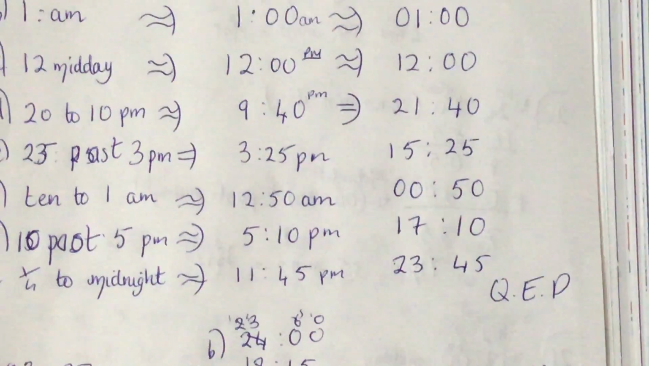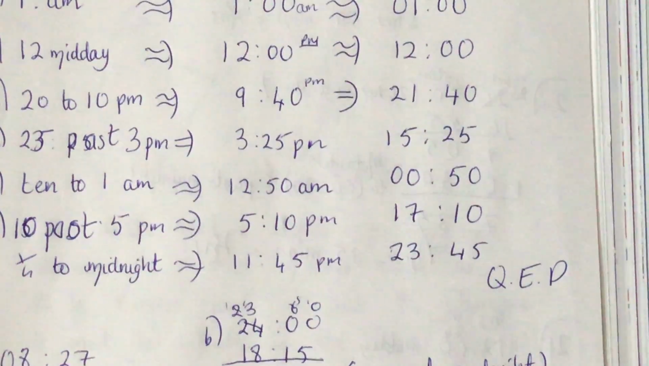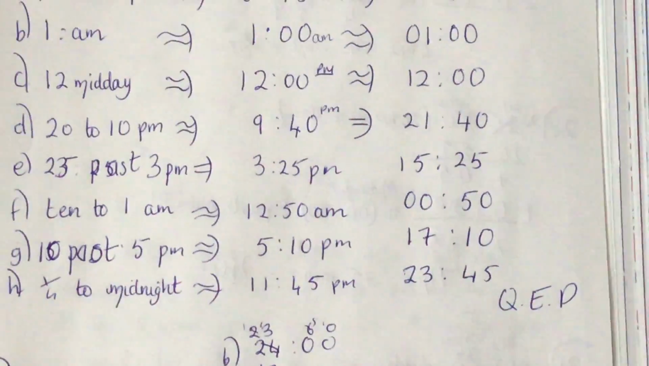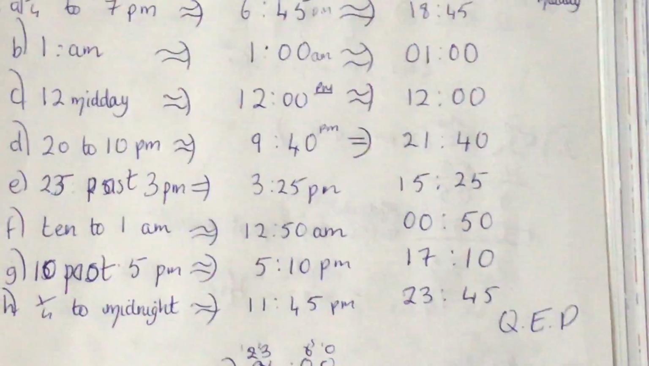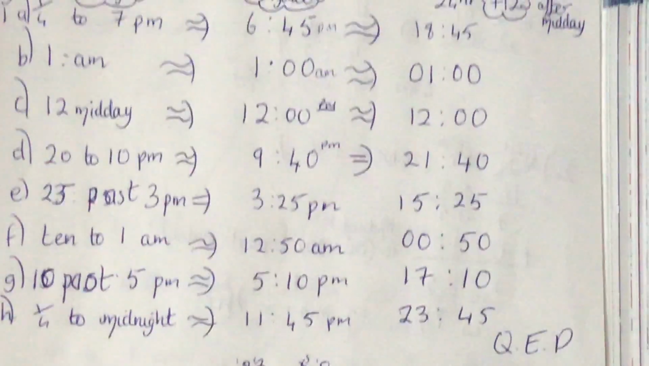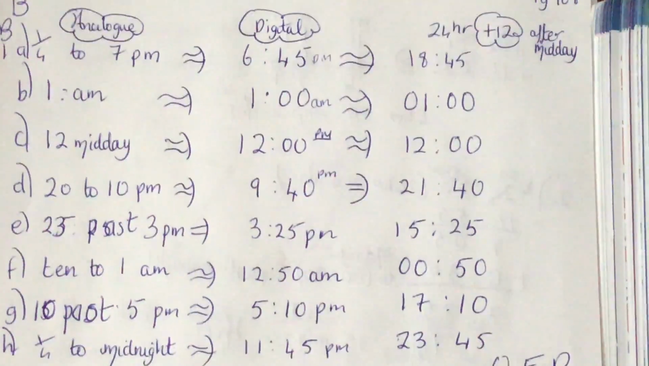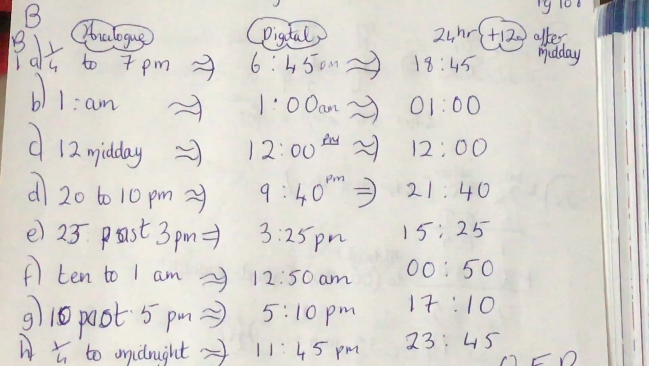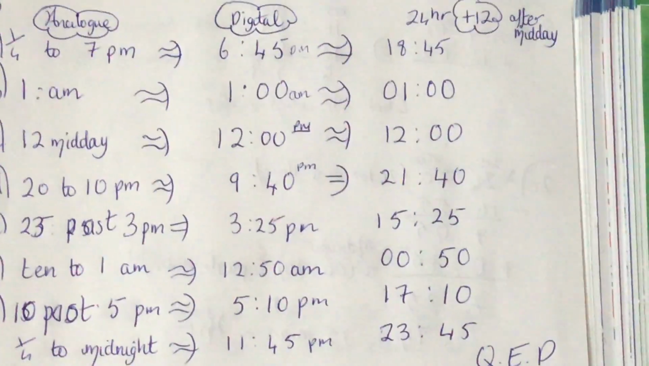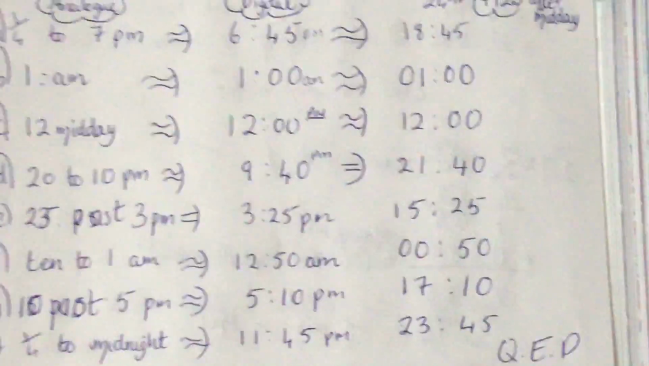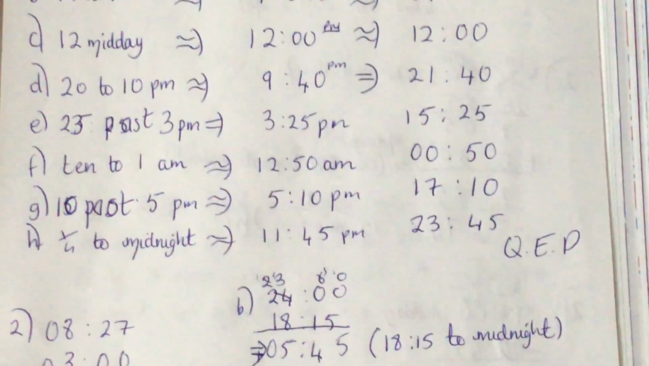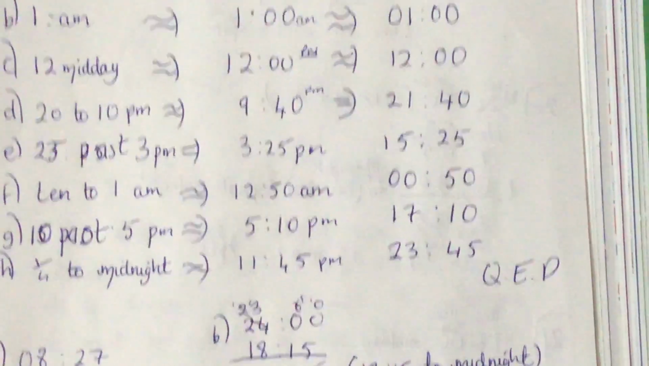Then we have 20 to 10 in the evening, 20 to 10 PM, which is 9:40 digital time, and it's 9:40 PM in the 12-hour clock. It's 20 to 10, meaning there's 20 minutes to get to the next o'clock, 10 o'clock, which means we've already completed 40 minutes past 9, so that's 9:40. You would have done this in third class. And then 21:40, okay? 12 and 9 is 21.